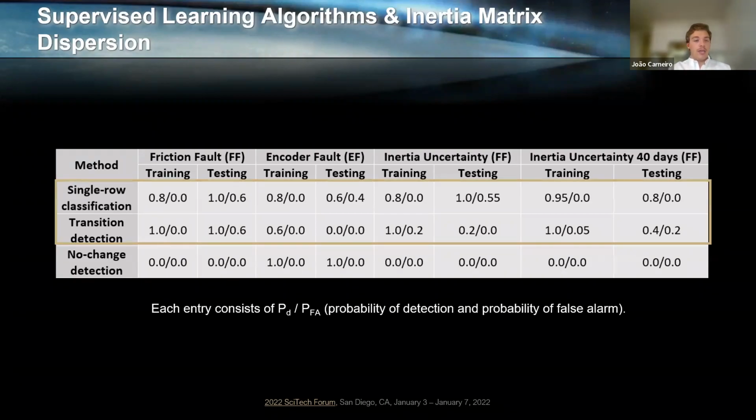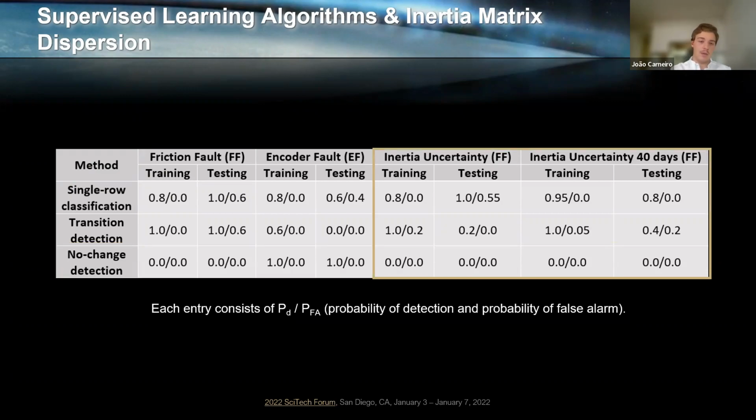So looking at the single row classification and the transition detection, they fare pretty similarly and they do quite well. We have high probabilities of detection and low probabilities of false alarms, which is exactly what we want. However, when we look at the no change detection, we see that it's only really useful when we talk about encoder faults. For friction faults, this approach doesn't really work, but for encoder faults, it detects every single anomaly without giving any single false alarm, which is exactly what we want.